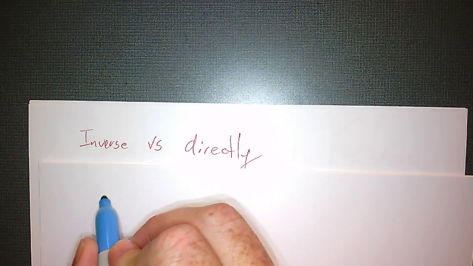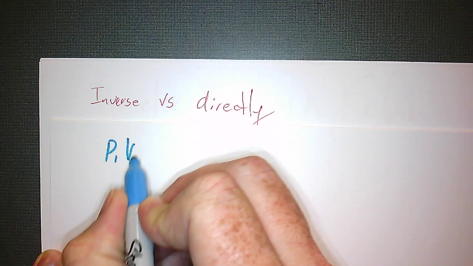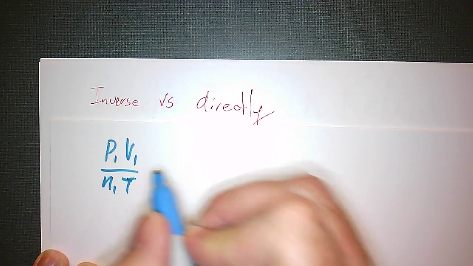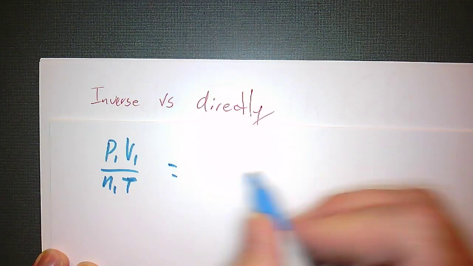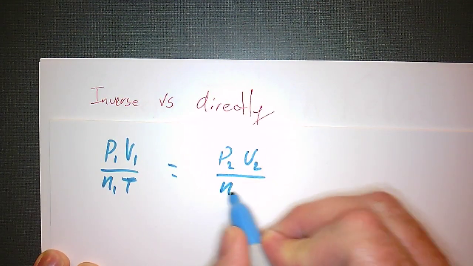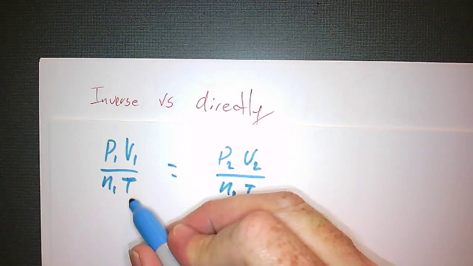So remember when we look at the ideal gas law, all right? When we said like P1, V1 over N1, T1. I'm sorry, not the ideal gas law, the combined gas law. All right, and P2, V2 equals N2, T2. And remember, you do get to have a note card.